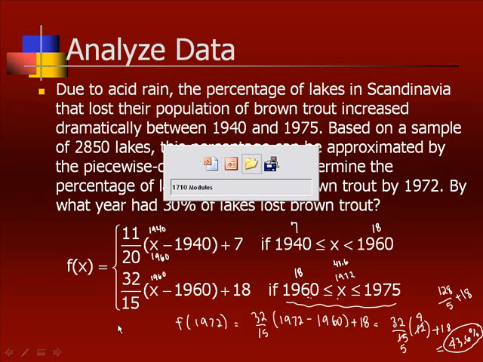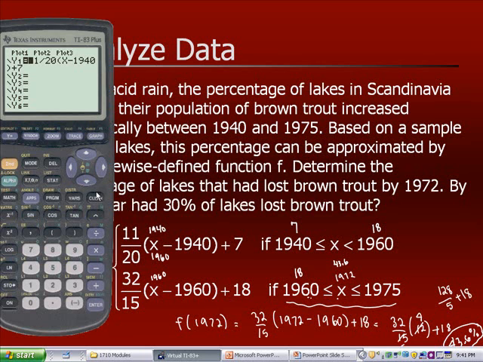So what we can do is we can come on our calculator and let's go up here. The first function is not going to help us any. So let's do 32 divided by 15 times x minus 1960 plus 18. And I'm going to go back to zoom 6 just to square this up, which I know it's going to be way above that. So let's go zoom 0, which is zoom fit. We usually go out and find us a pretty good window.